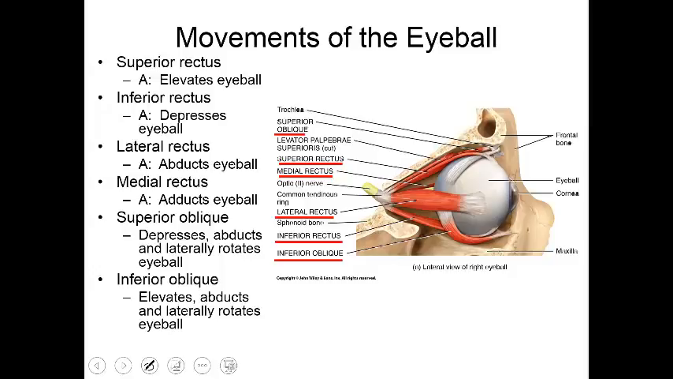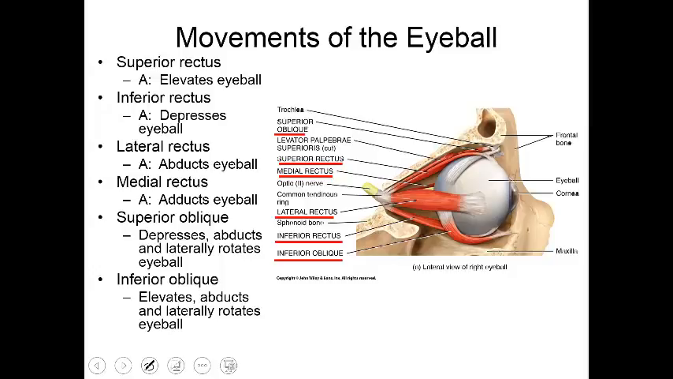In addition to these movements, you can also rotate your eyeballs. So think rolling your eyes. So you can also rotate your eyeballs. And you have 4 sets of rectus muscles. Again, a rectus muscle is one that runs parallel to the midline. And you have 2 sets of oblique muscles.